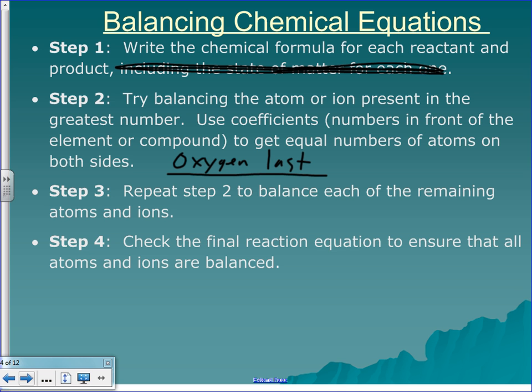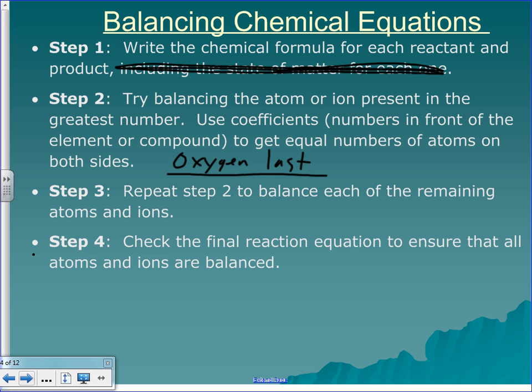Step 3, repeat step 2 to balance each of the remaining atoms or ions. So what I typically do is I balance that thing that's present in the largest number, and then whatever it was attached to, I balance next, because my number has probably thrown it off. Whatever coefficient I put in has probably put the thing it was attached to out of balance, so I'll balance it, and then so on and so on, back and forth from reactants to products, okay, until it's all done.